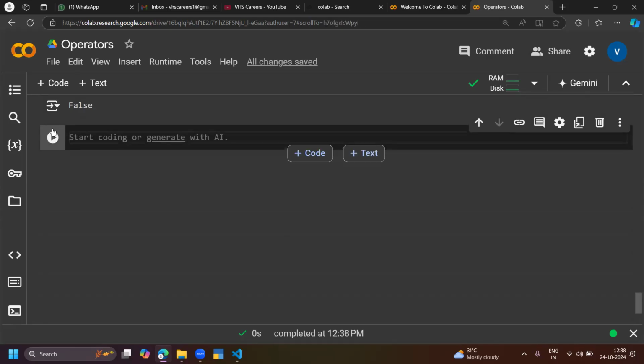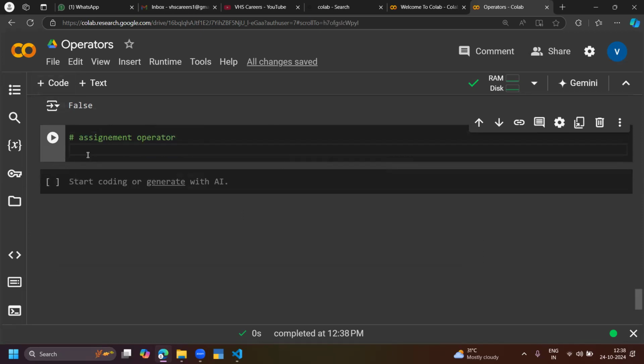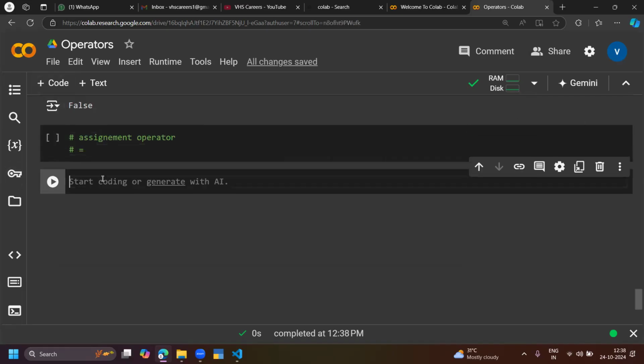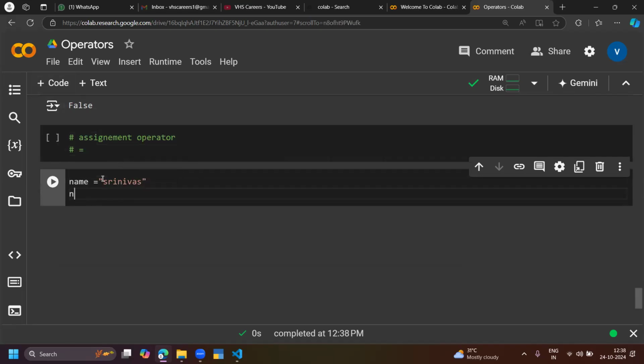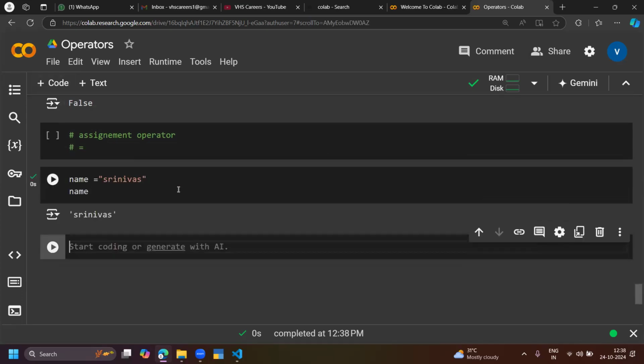So one more, assignment operator is there. Let me try to work with the assignment operator. Assignment operator is only one operator, that is called equal to. Equal to is the assignment operator. For example, name is equal to Srinivas. Srinivas is the value which is going to be assigned into the name variable. This is the assignment operator.